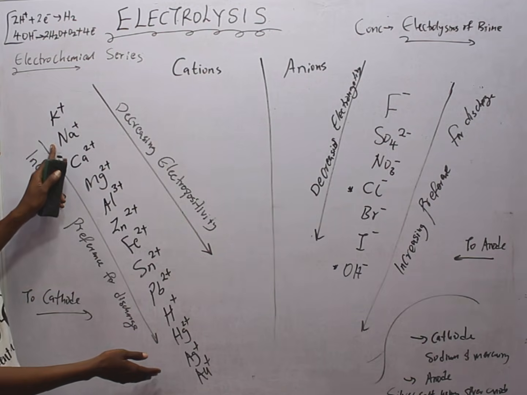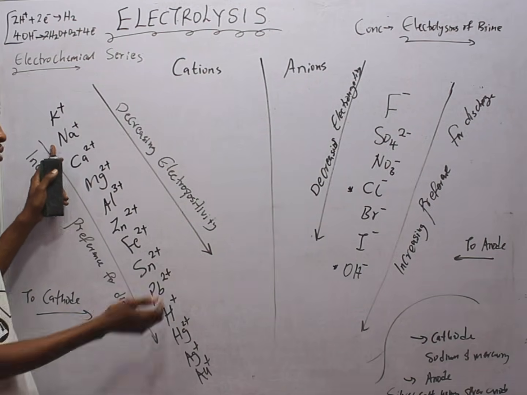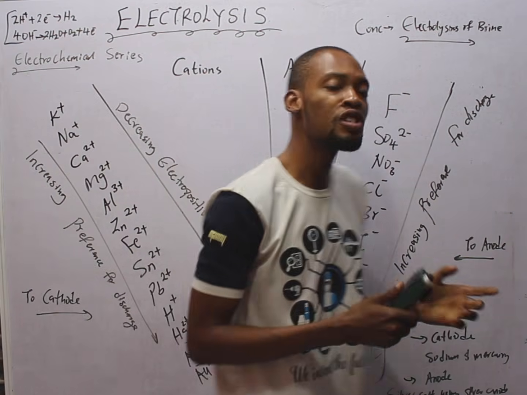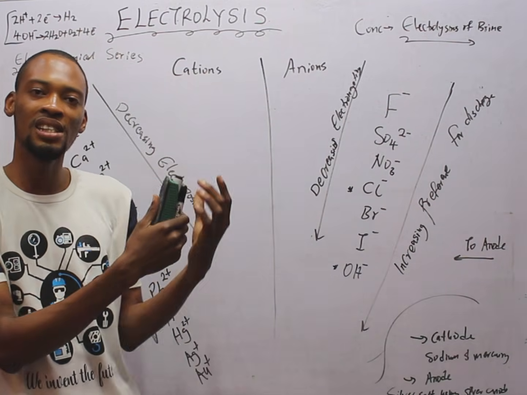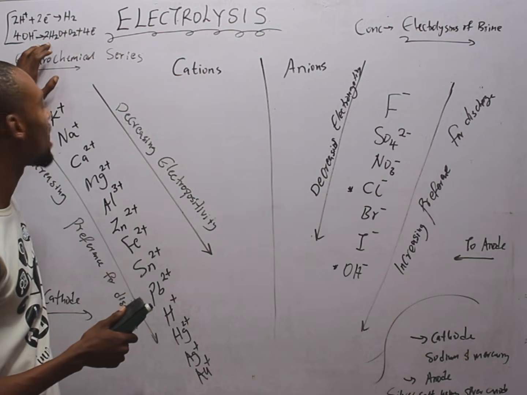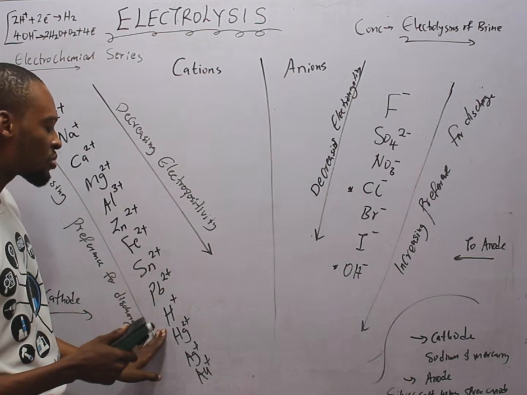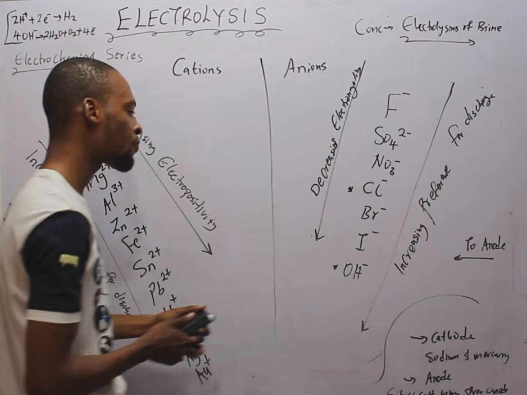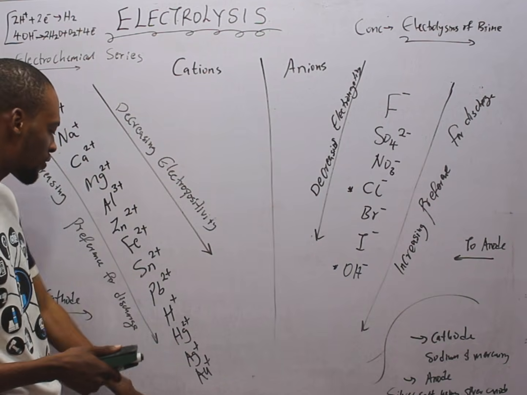In a situation where you have Na+ and H+, H+ will be preferentially discharged because it is lower in the electrochemical series. For example, in the electrolysis of sodium chloride solution, where Na+ and H+ migrated to the cathode, this is the cathode half equation, and this is the anode half equation for sodium chloride solution. Now, why is hydrogen preferentially discharged? Because it is lower than Na+ in the electrochemical series. Why? This is the decreasing electropositivity. This is more electropositive than this.